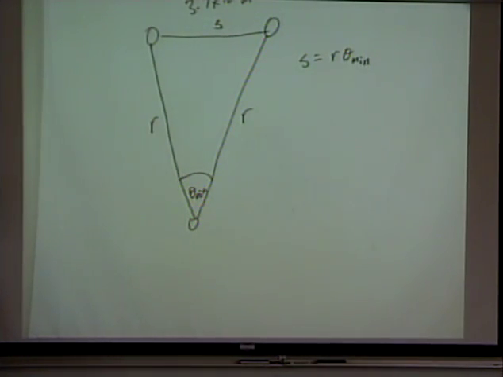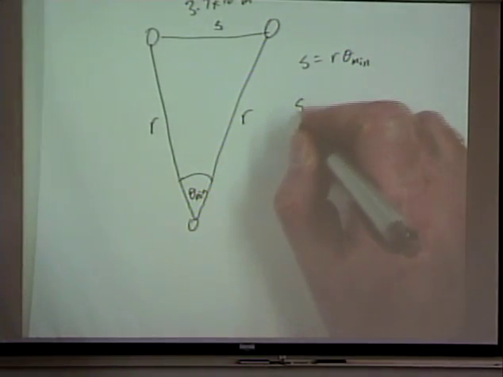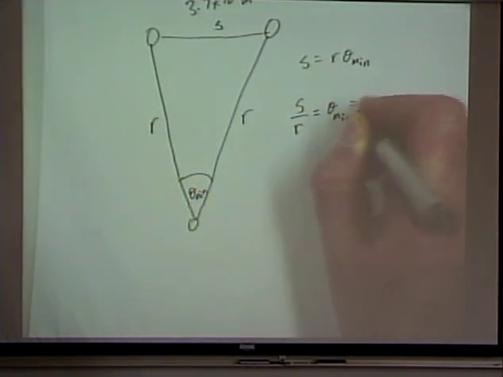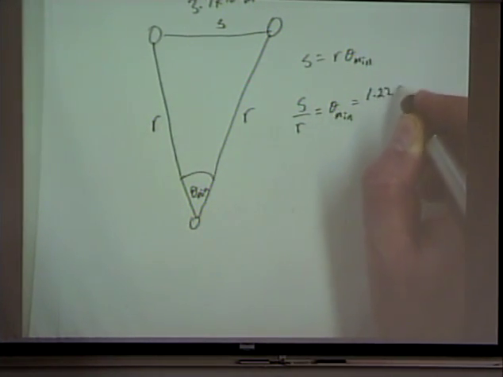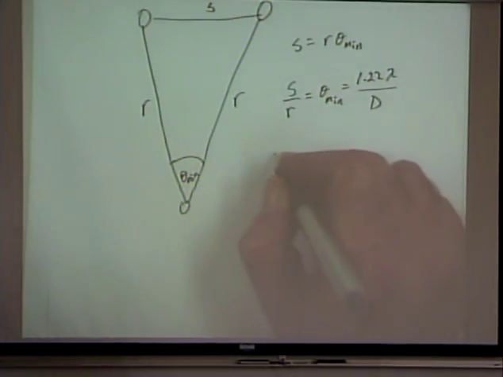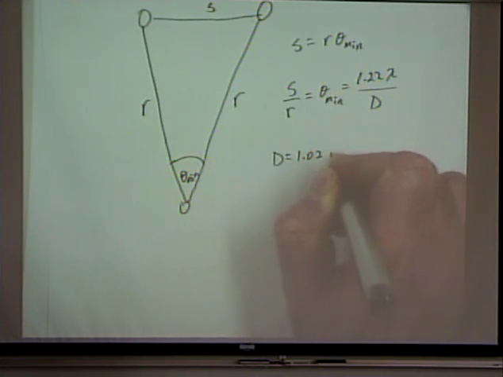Remember that? And so S over R equals theta, the minimum theta, which we then set up with our Rayleigh criterion, lambda over D. By the way, I'm doing problem 30. It says a telescope has an objective lens with a diameter of 1.02 meters. Which variable is that? S, R, lambda, or D? D. There you go. So D equals 1.02 meters.